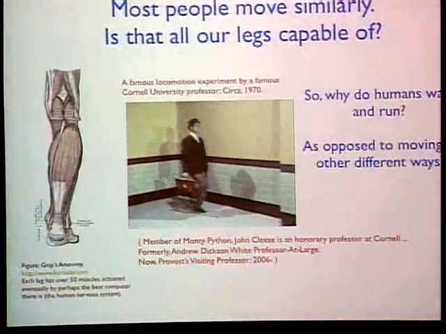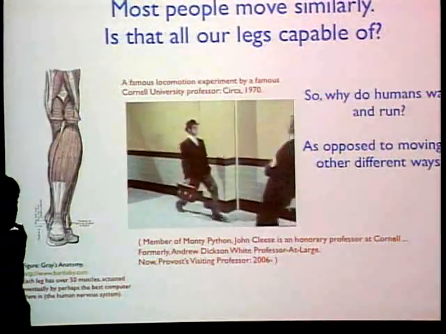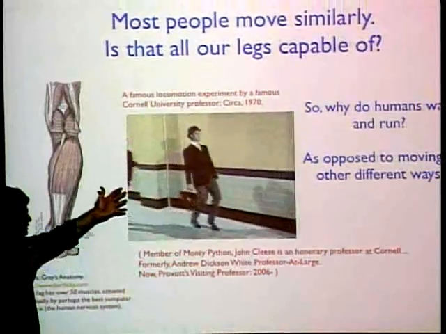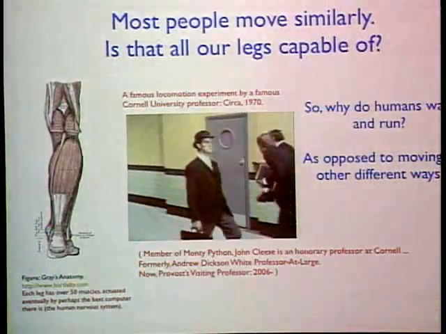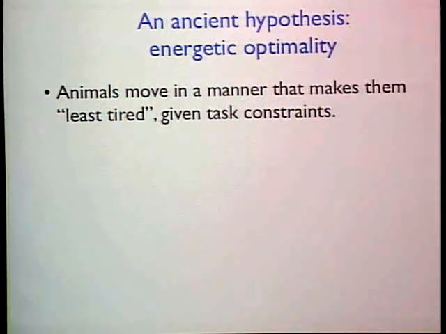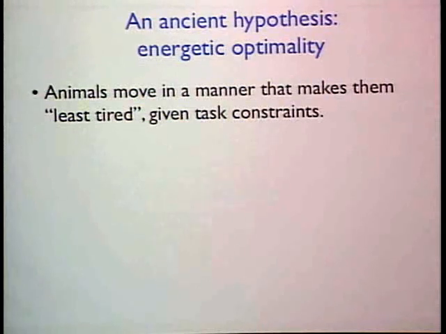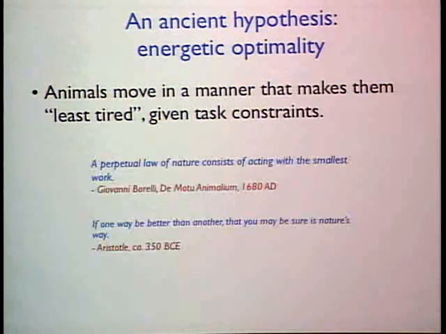So the scientific question is, why do people walk and run as opposed to moving in a million different ways, other ways that they are capable of, right? And the answer to that question, again, a possibility, a hypothesis, is that animals minimize energy. That is, they try to walk in a manner that makes them least tired, right? And this hypothesis, again, is very old.